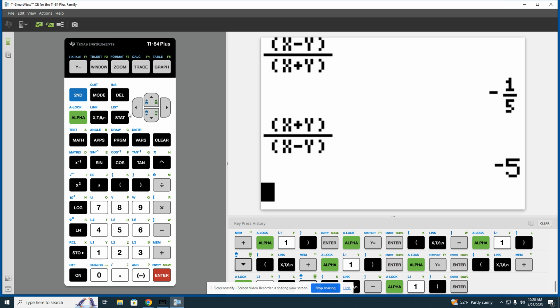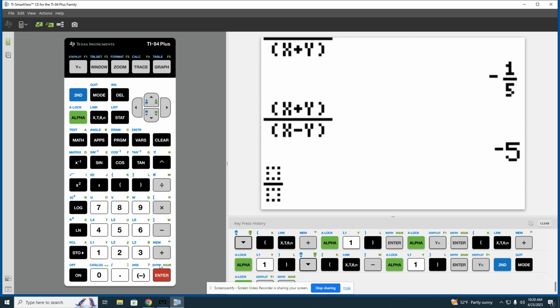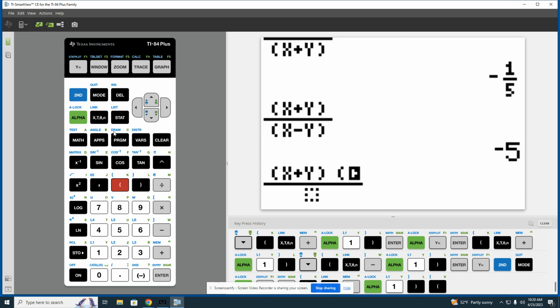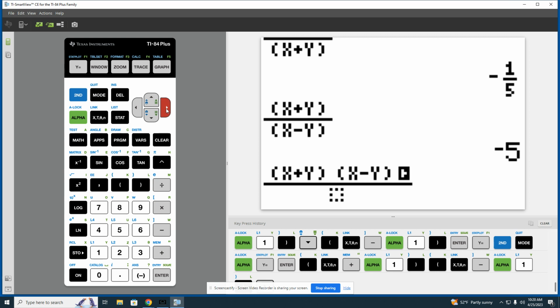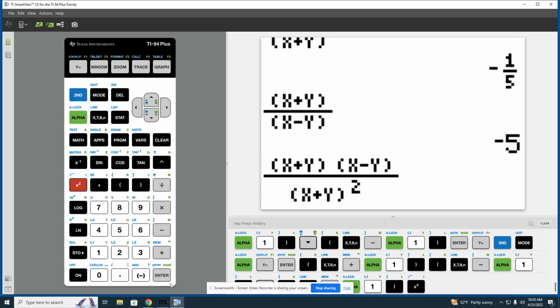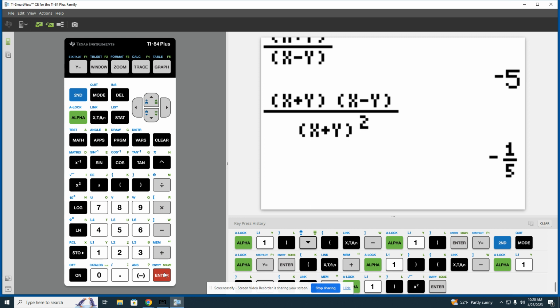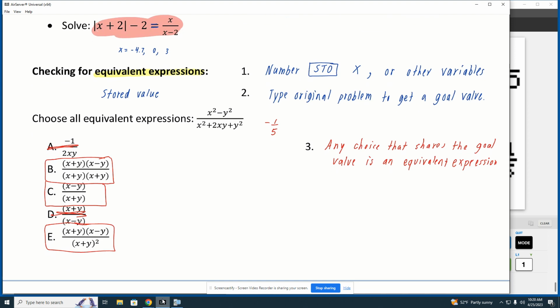So it's not D. So lastly, alpha y equals number 1. Up top, I've got x plus y. And again, I know this is tedious, but don't miss these. Stored value. So x plus y times x minus y on the top, and on the bottom, x plus y in parentheses squared. I type them in just like I see them. Does that have my same goal value of -1/5? So my answers that give me the same goal value are B, C, and E.